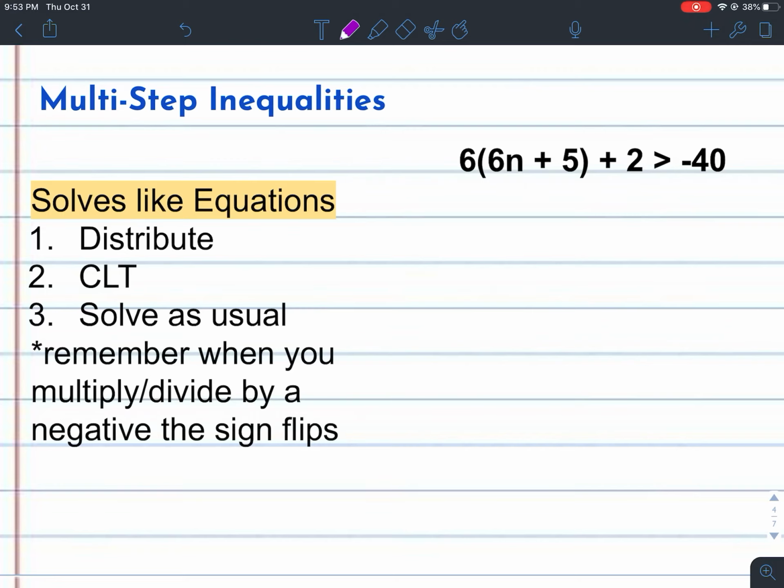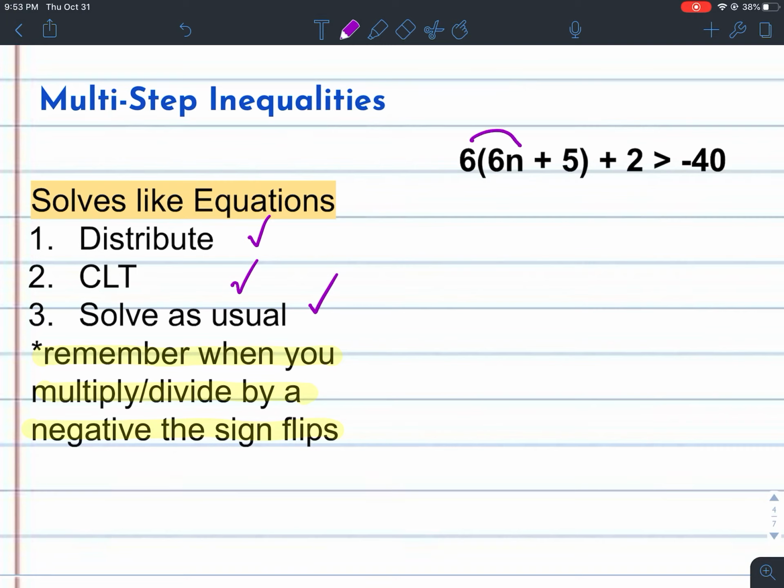So the good news is that multi-step equations are very similar to multi-step inequalities. We're going to solve them very similar. We're going to follow the same protocol that we followed last quarter, where we distribute, then combine like terms, and then solve as usual. And of course, remembering our special rule that when you multiply or divide by a negative, the inequality sign flips. So don't forget that rule along the way. Otherwise, it's pretty much standard as far as how to solve the inequalities.